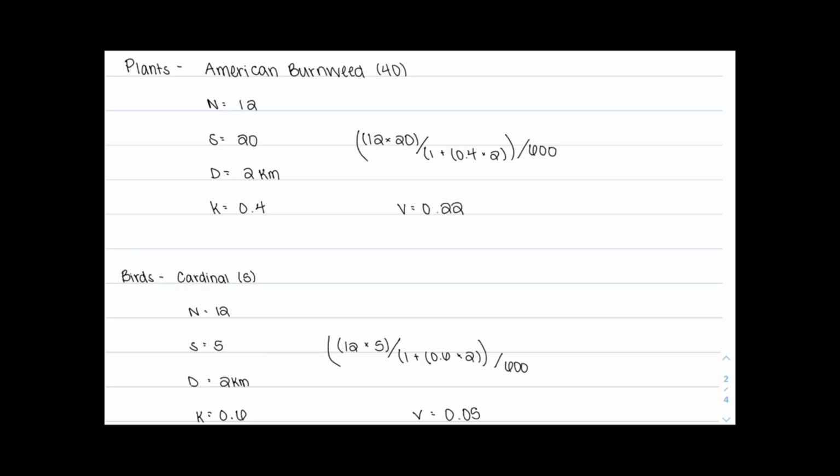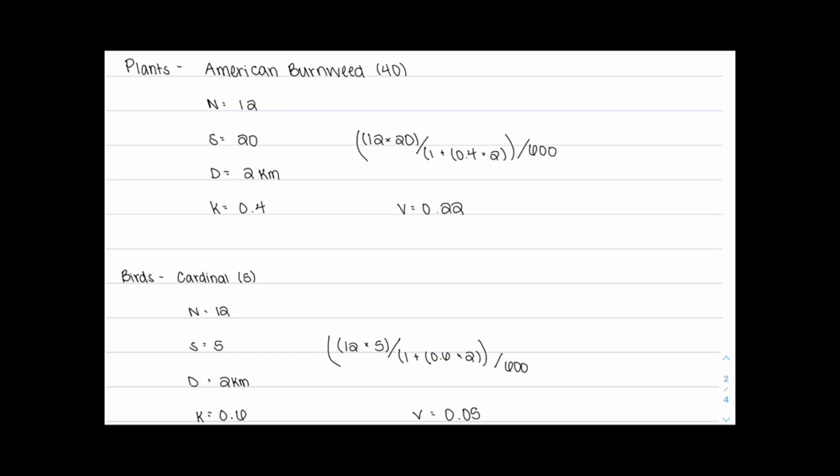For plants, we selected American burnweed, which is native to North America. There were 20 individuals in our population for which we designated a sensitivity constant of 0.4. Using the equation, we found that V equals 0.22. For the birds, we selected the cardinal, which had 5 individuals in the population. This species was given a sensitivity constant of 0.6, giving us a value of 0.05 for V.